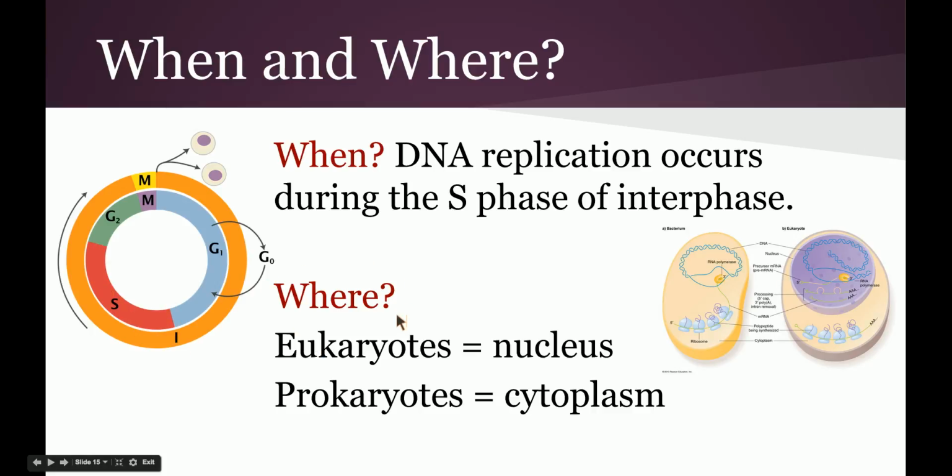Where that's going to happen is going to depend on what kind of cell we're looking at. So if it's a eukaryotic cell, like this one over here, DNA replication is going to occur inside the nucleus. Now your prokaryotic cell, which you remember are your bacteria, they don't have a nucleus. So because of that, they are going to replicate their DNA just in the cytoplasm.